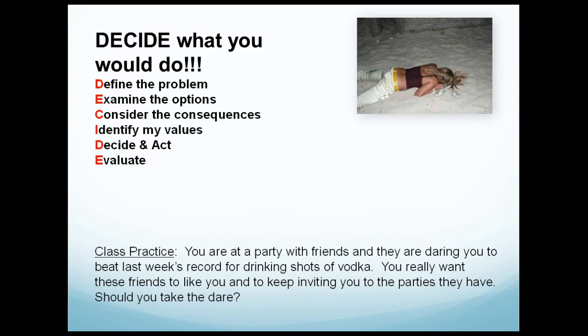So let's apply our DECIDE decision-making process. I put the DECIDE process here: find the problem, examine your options, consider the consequences, identify my values, decide and act, and evaluate.